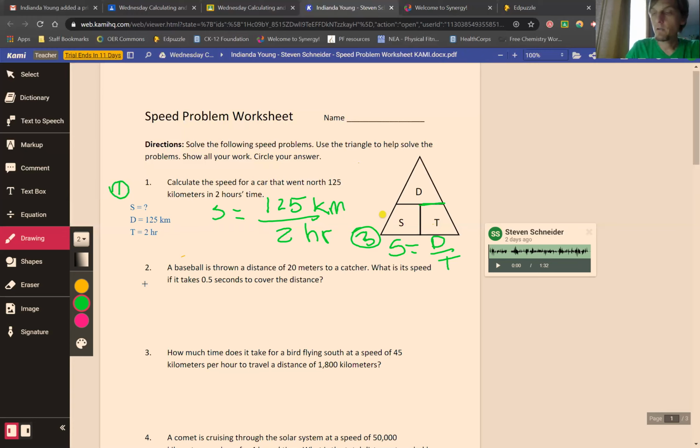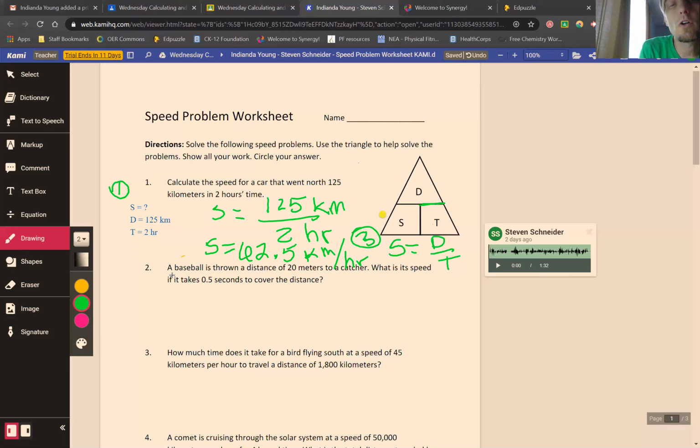So I'm going to come over here and write S equals 62.5. And we have to keep our units, nothing canceled out. So that's km per hour. Okay, now that's kind of crammed in there, I know. Hopefully you have a little more room than that. It's kind of hard writing on a computer.